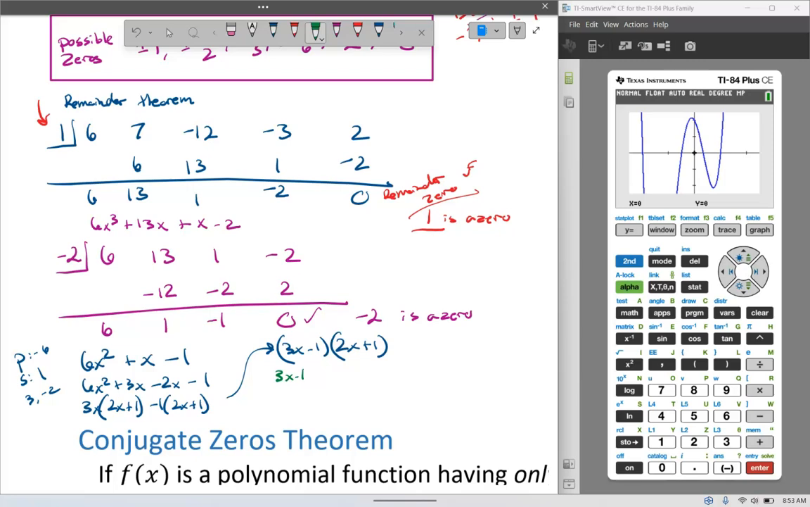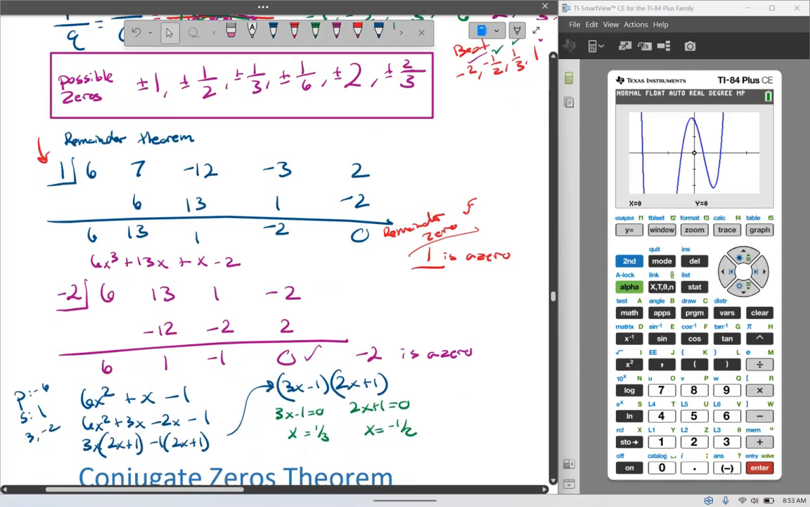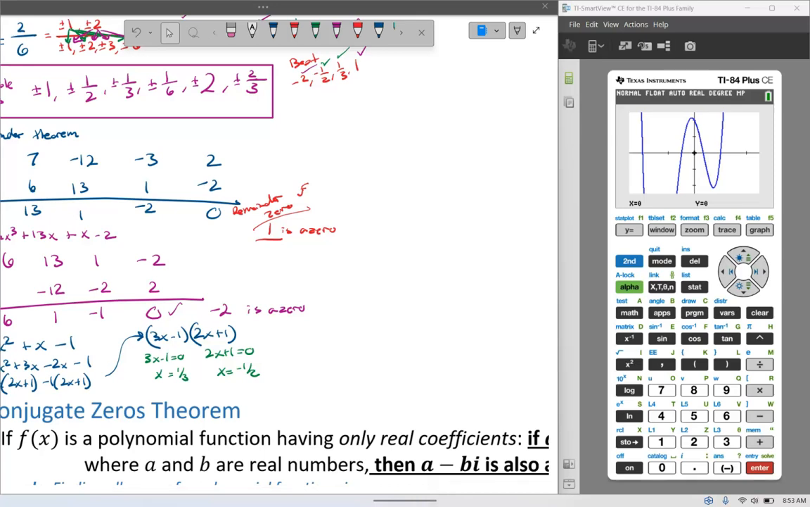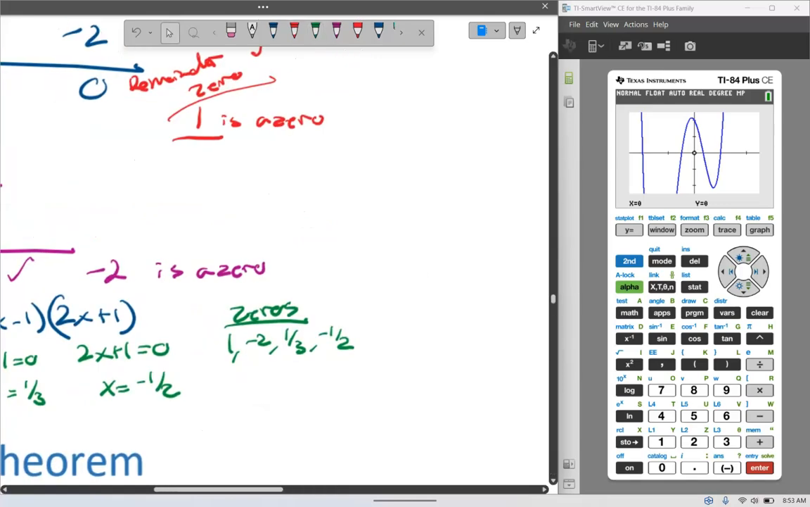We use our factor theorem, or zero factor theorem. This one. And so we can go ahead and solve, and we get x equals 1/3 and x equals -1/2, which again is validated by our guesses from up above. So we first have all of our zeros. We found that 1 was a 0 first, then -2, and then we solved for 1/3 and -1/2. So these are all 4 of our zeros.